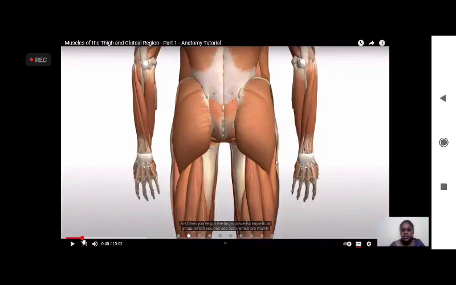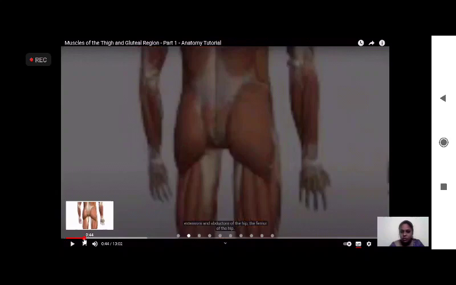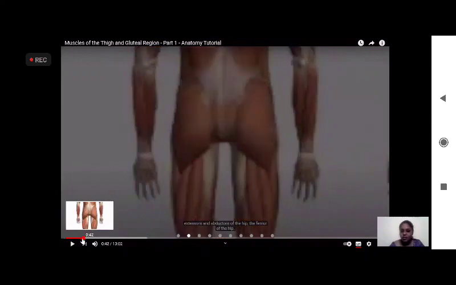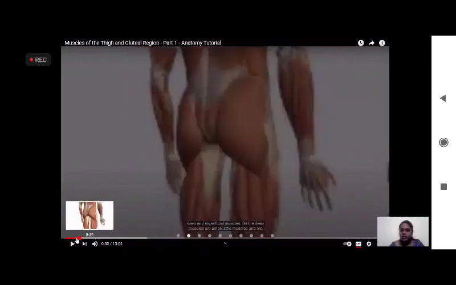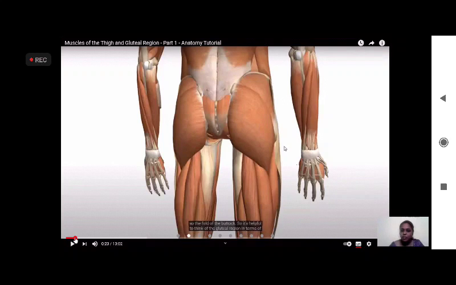Okay. First, we were seeing layer by layer. First, we saw the gluteus maximus, second the gluteus medius, and third the gluteus minimus. Like that, layer by layer, we have to understand the muscles' position.